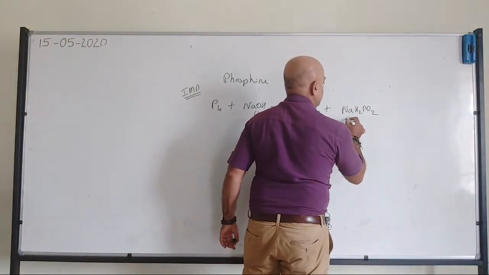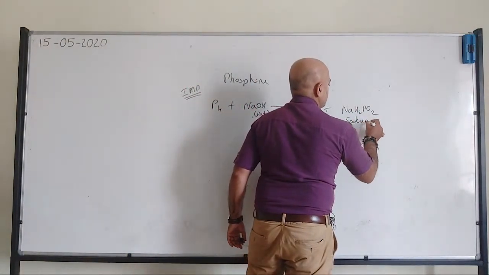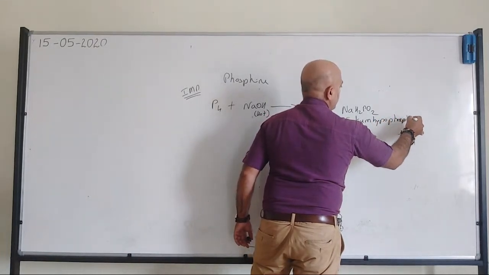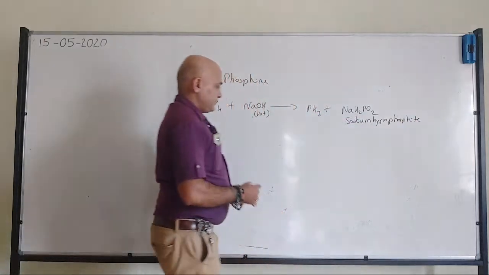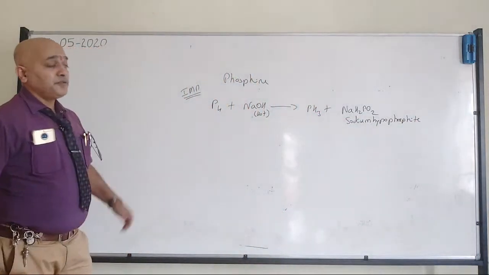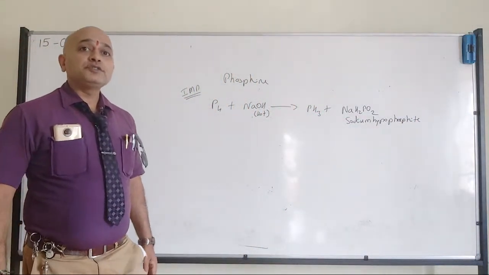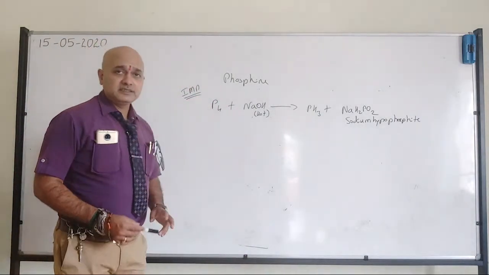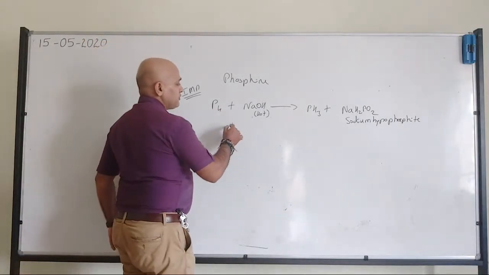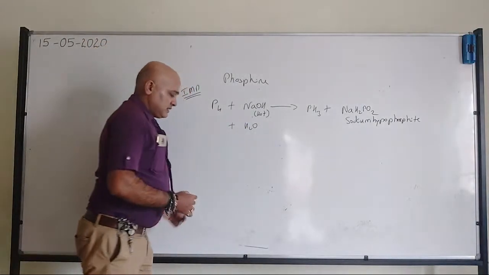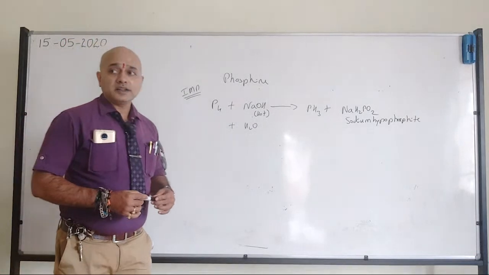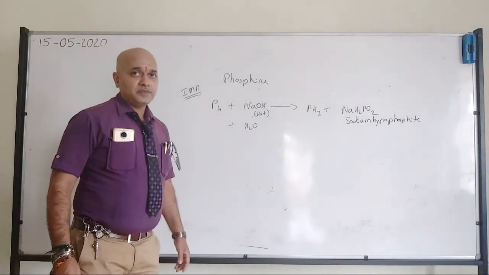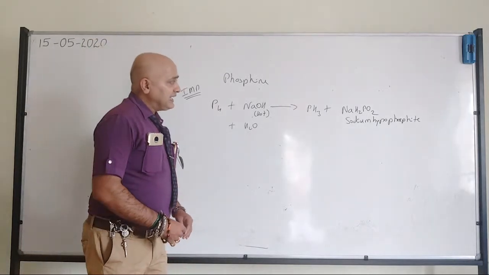So that's where there will be formation of sodium hypophosphite. Now, one molecule's help we should take, because we cannot balance this equation otherwise. That molecule will be water. We should take the help of water to balance this particular equation. Now you can try it out to balance this particular equation.